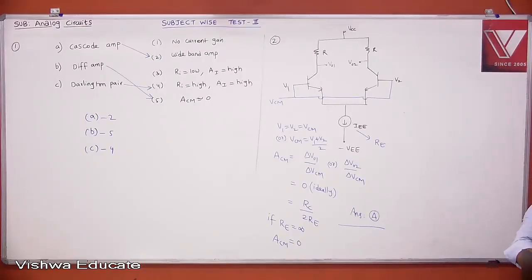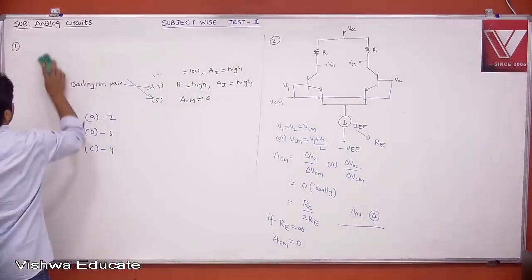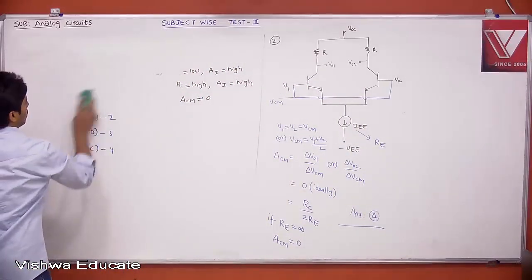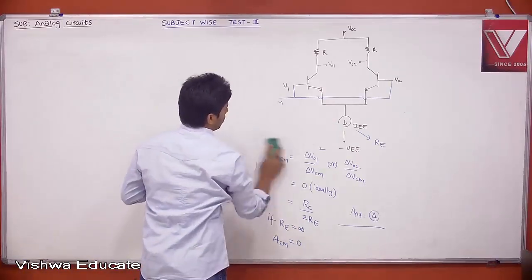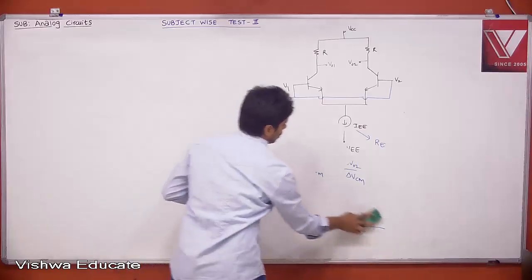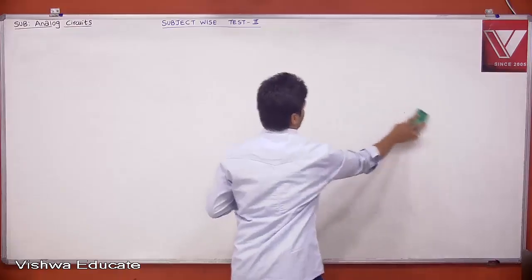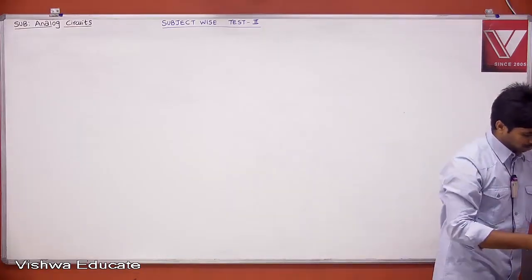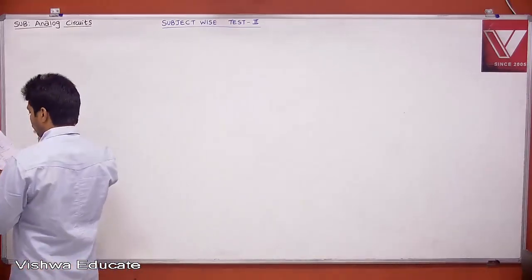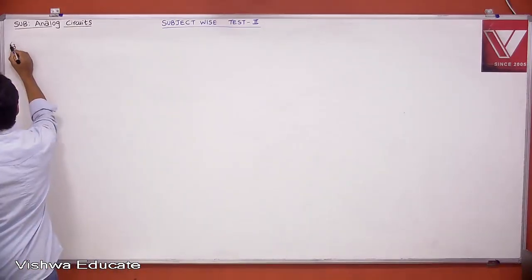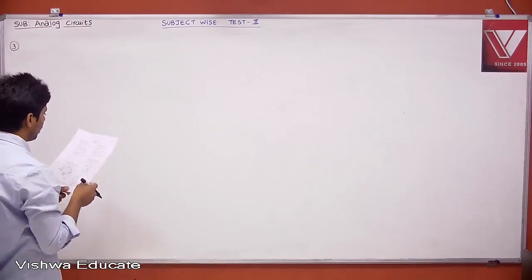Done? Okay. Problem number 3. Introducing a resistor in the emitter of a common emitter amplifier stabilizes the DC operating point against the variations.